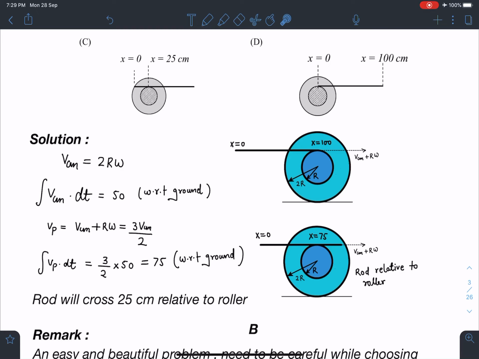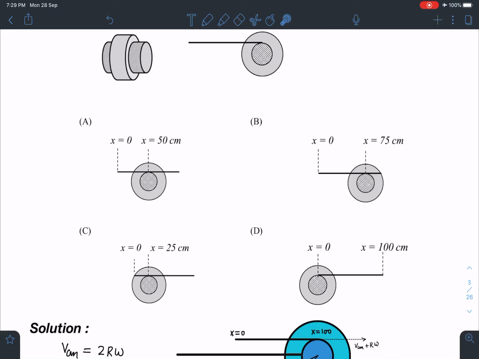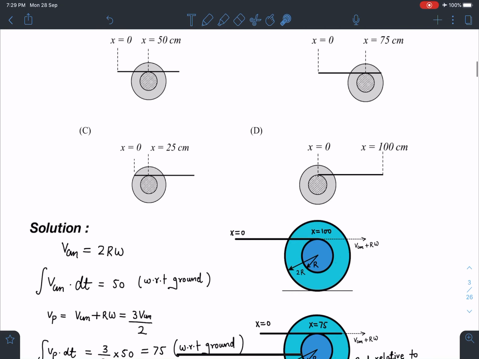The distance the center of mass travels in a certain time, I can write as the integral of VCM dt. That comes as 50 centimeter with respect to ground. Similarly, for this point P, the total distance traveled will be the integral of Vp dt, which comes as 3 by 2 into 50, which is 75. These two values are with respect to ground. But in the question, they are asking with respect to the disk, what will be the position of this scale. So many people would have marked this answer, which is actually wrong.